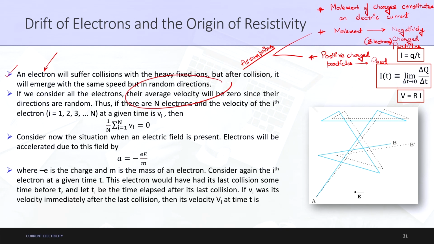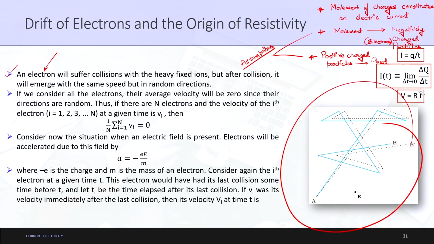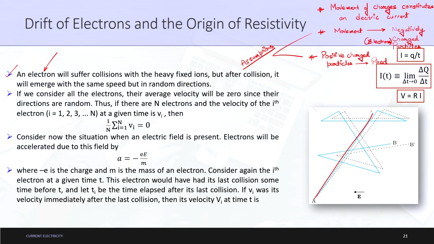Quite evident. I explained this also, that the speed will not differ, only the direction may change. This is a typical example of that, that after the collisions happen, there is a change in the direction of movement of electrons.